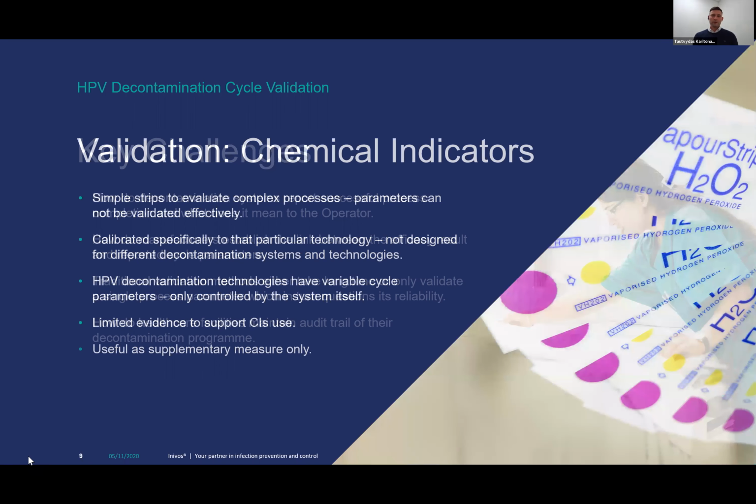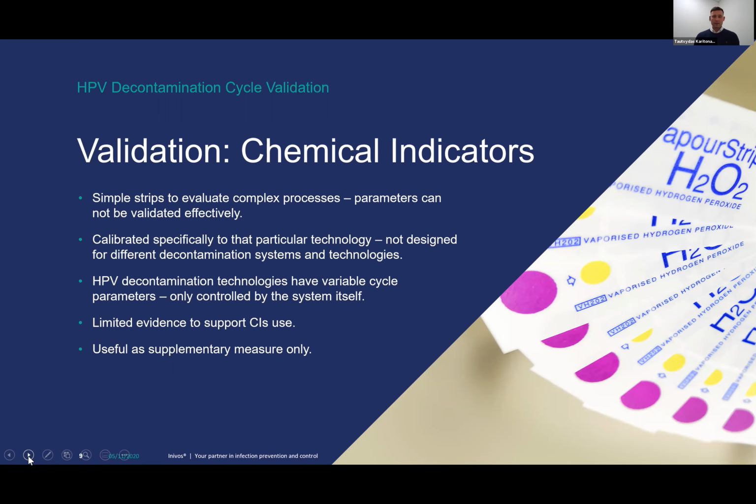So we know that cycles are traditionally validated, or could be validated, using chemical indicators. And chemical indicators basically work on a simple reaction of a paper strip reacting with the presence of a chemical. It's fair to say that chemical indicators monitor a single cycle parameter, which is the presence of chemical, and they can't actually monitor the efficacy. So the attempt is being made to calibrate chemical indicators against the efficacy, but it wouldn't necessarily give you the full view of what cycle parameters have been met during the process.